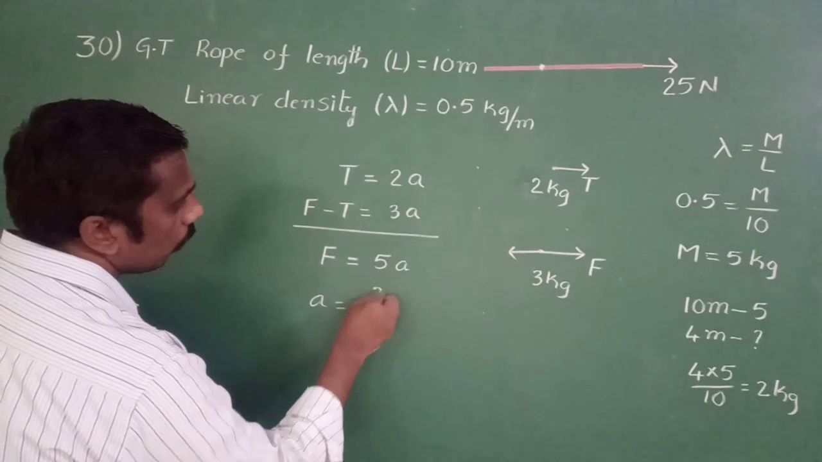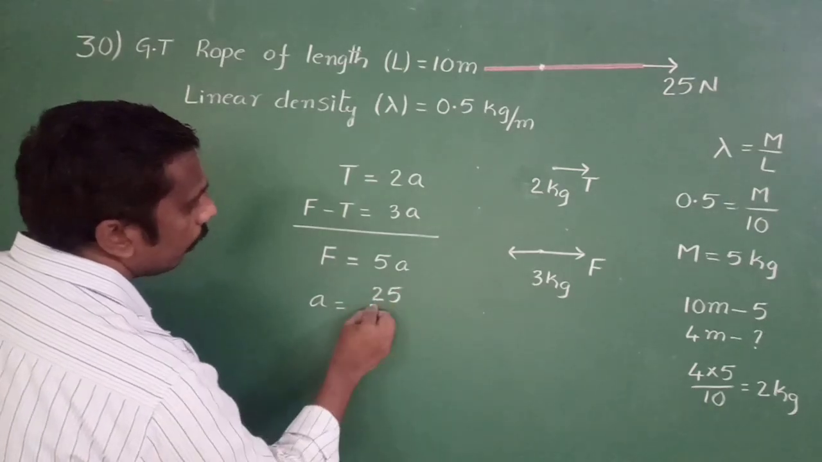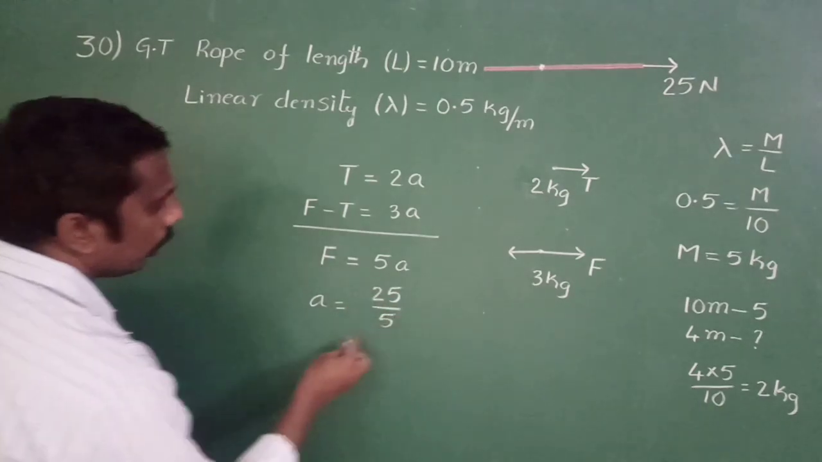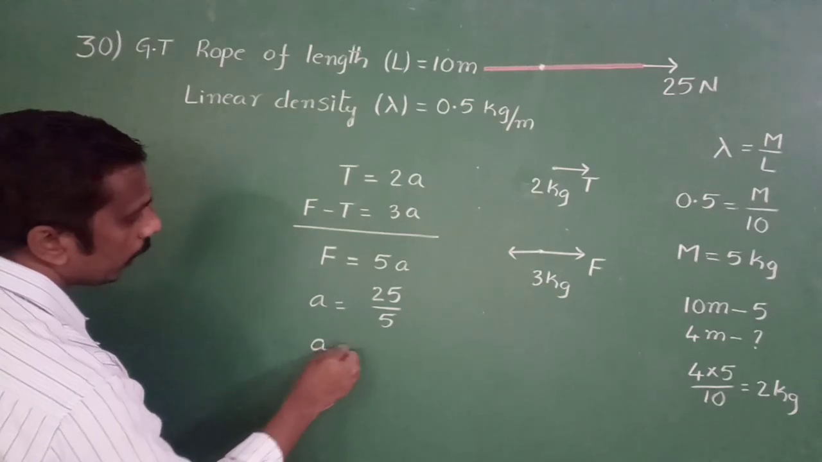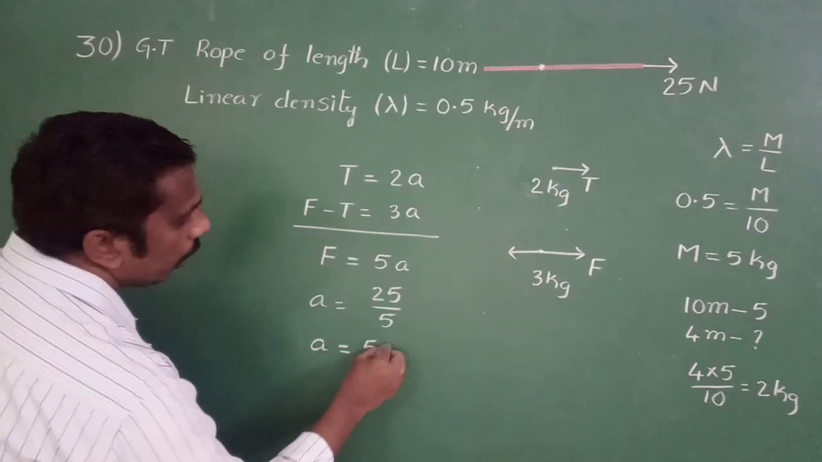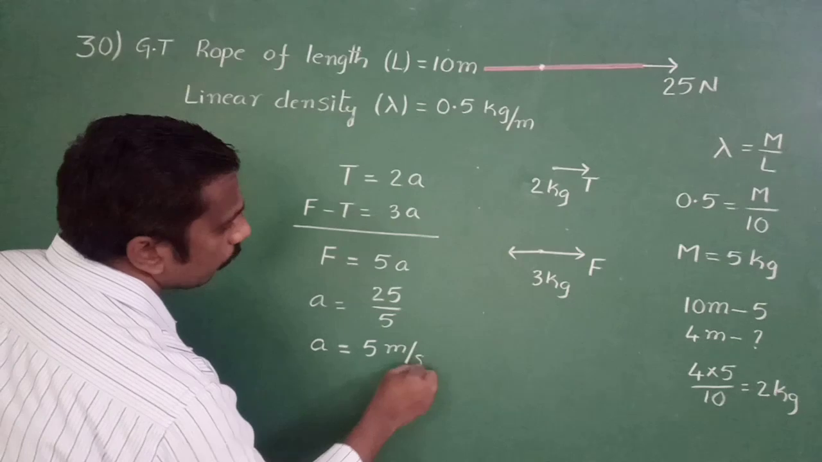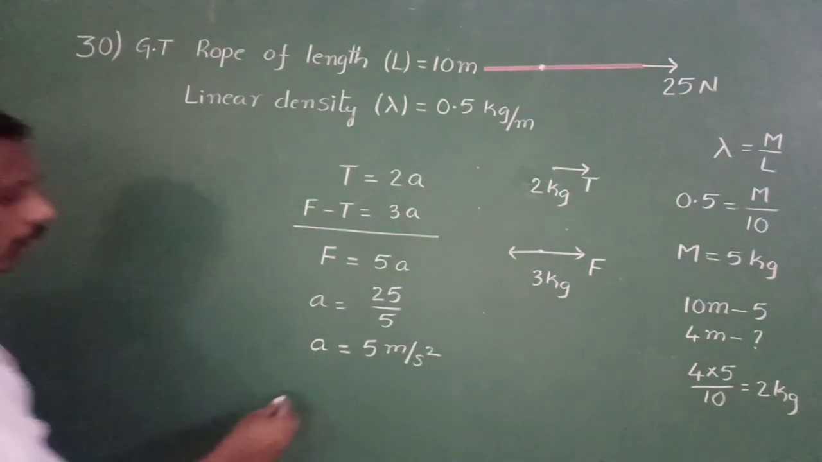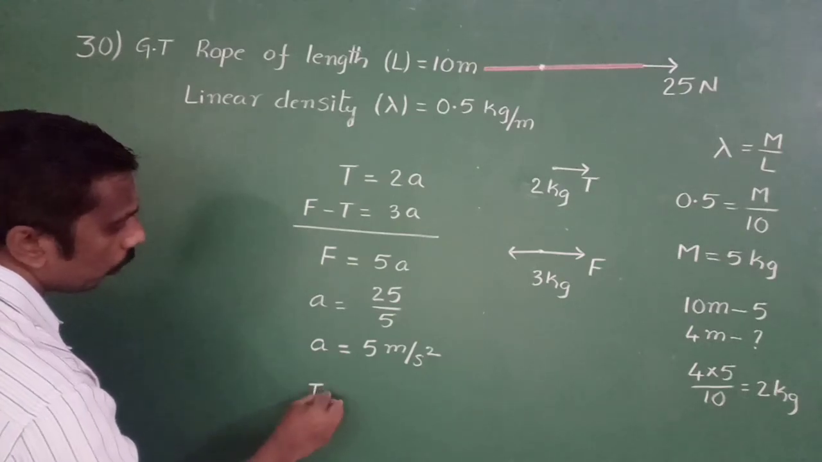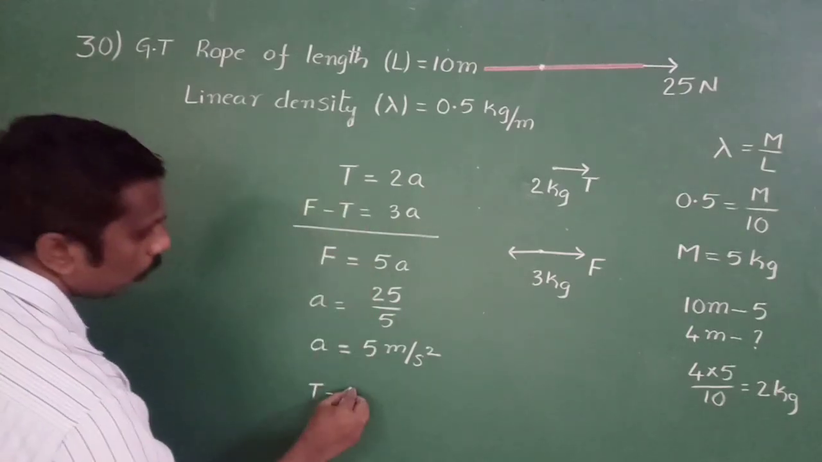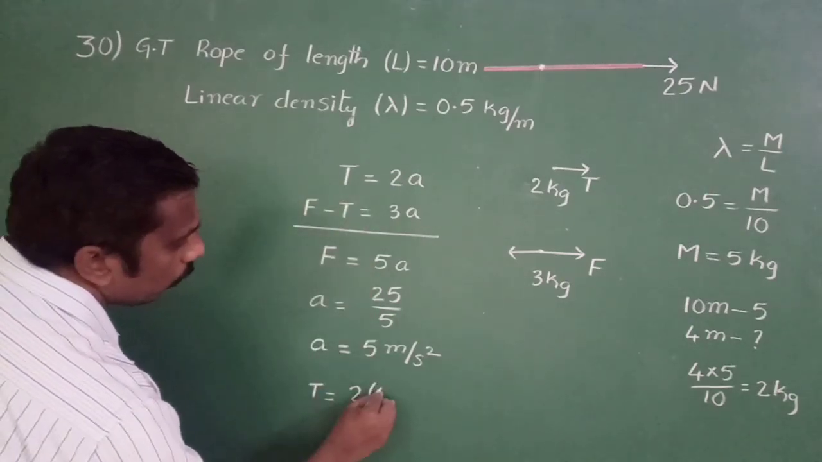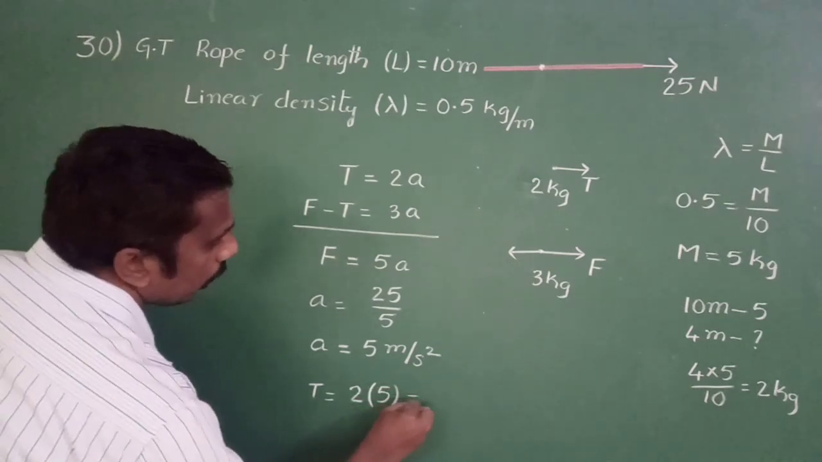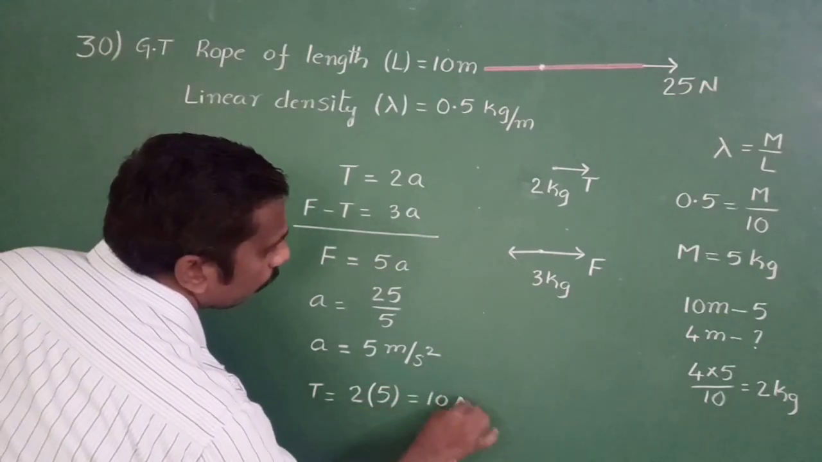F is equal to 25 divided by 5. If you simplify, we will get A is equal to 5 meter per second square. This is the acceleration. We want to calculate tension. Tension T is equal to, from this equation, 2 into A. 2 into A, which is 5, is equal to 10 Newton.